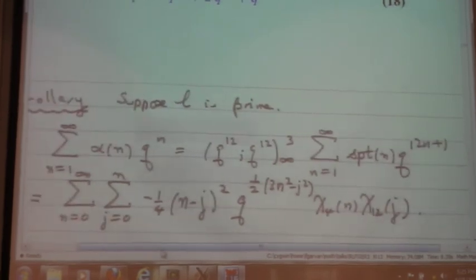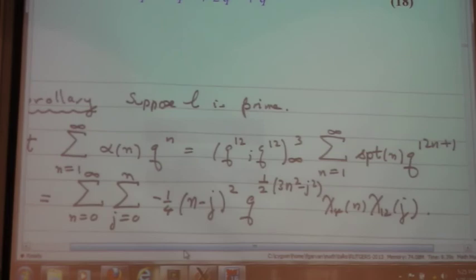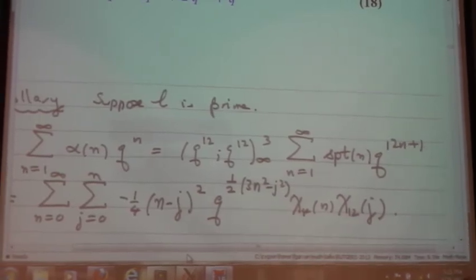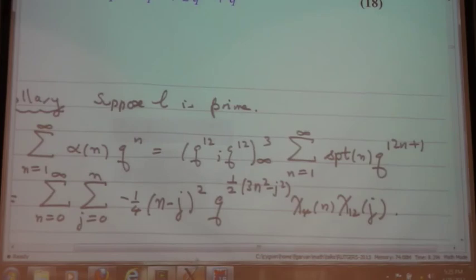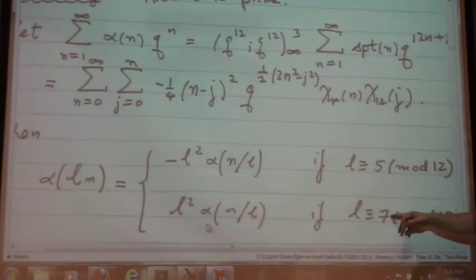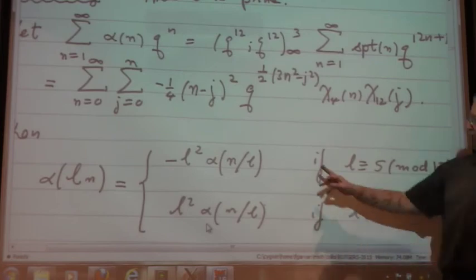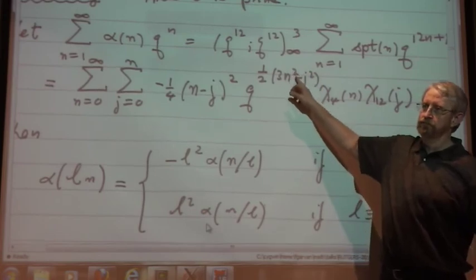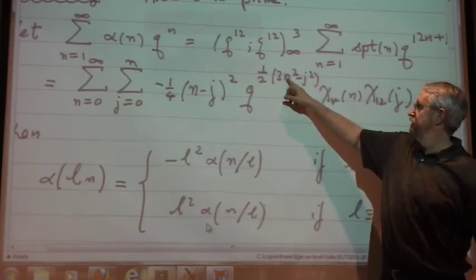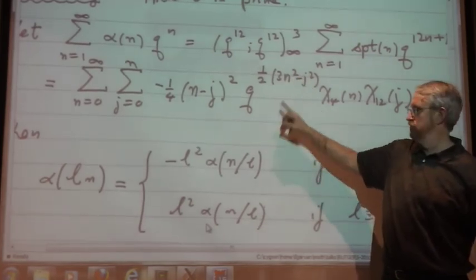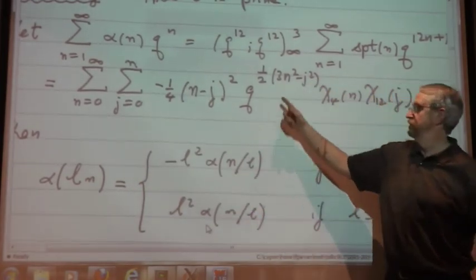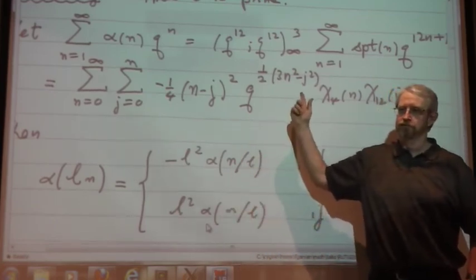But let me tell you what's going on here. So basically, I take that generating function again, and I change Q to Q to the 12, and I add a 1. So I rewrite the generating function like that. And the corollary is, if I let alpha of n be the coefficient, then if I look at primes congruent to 5 and 7 mod 12, I get this behavior because of this form up here. When I want to know when this is divisible by L, it's a trivial solution when both of these are congruent to 0 and 1 mod L, and then when you put it in here, you get the L squared out. So that's the behavior.